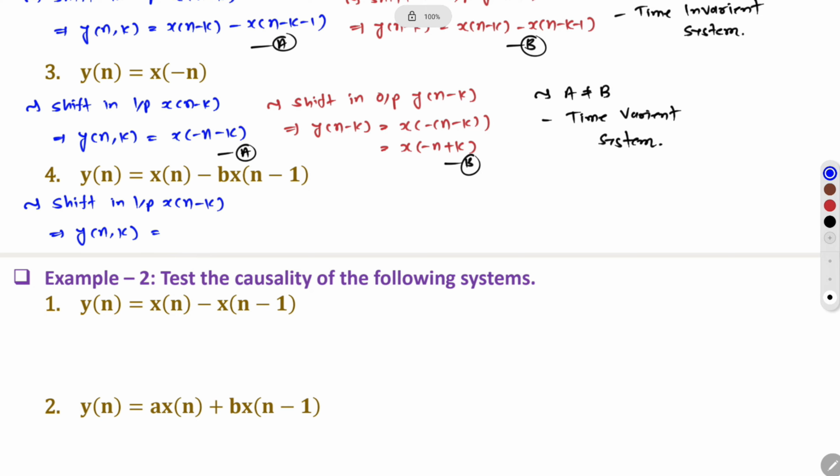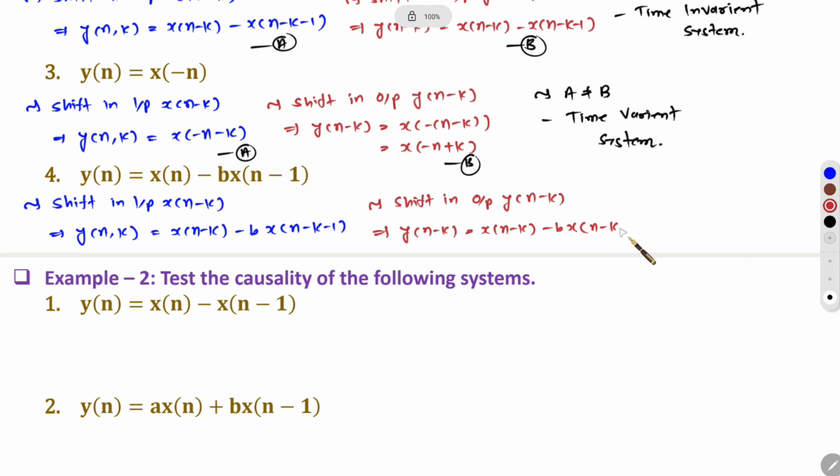If you observe, here x of n is there, so that will be x of n minus k. Here b is constant. Instead of x of n minus 1, now we have n minus k minus 1. In the second situation, we will provide a shift in output, so your output will be y of n minus k. So here, instead of n, we need to substitute n minus k. So x of n will become x of n minus k. This b is constant. And here, instead of n, I'll substitute n minus k.